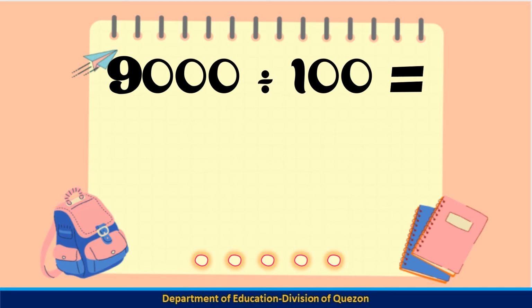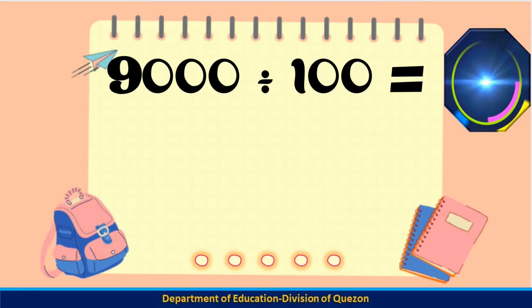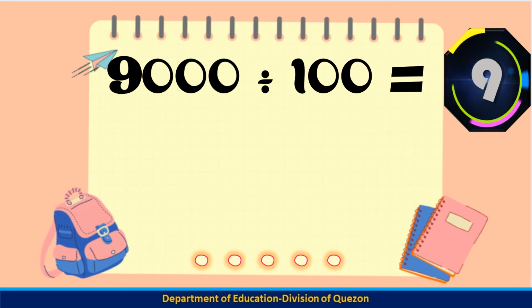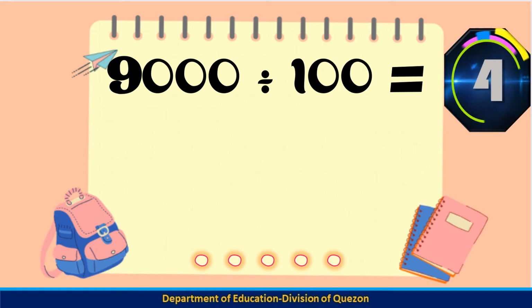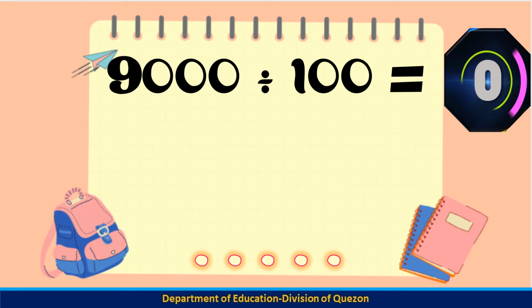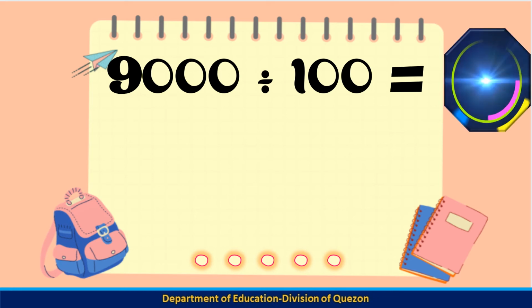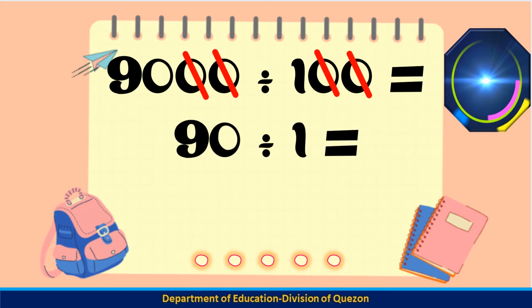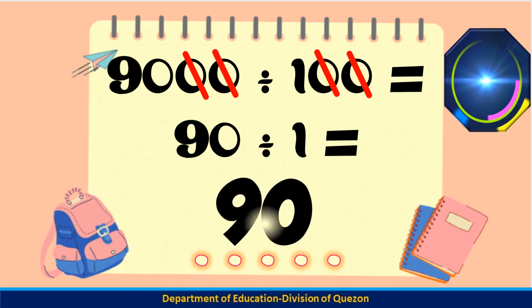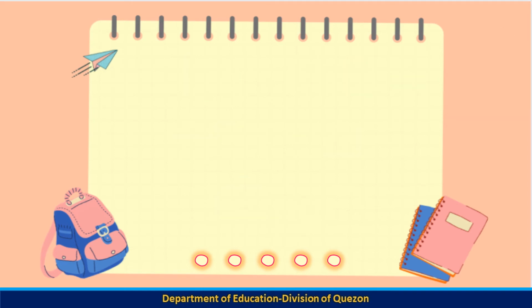9,000 divided by 100 is equal to, your time starts now. 10, 9, 8, 7, 6, 5, 4, time's up. We need to cancel 2 zeros in each, in the dividend and the divisor. So the number here is 90 divided by 1, which is equal to 90. Very good. Another one.